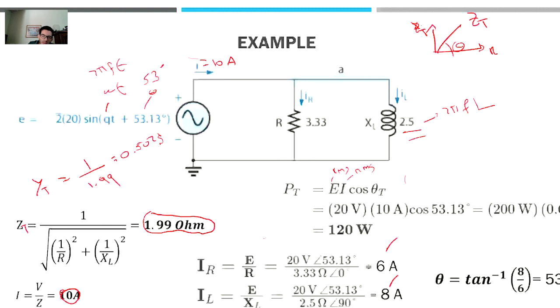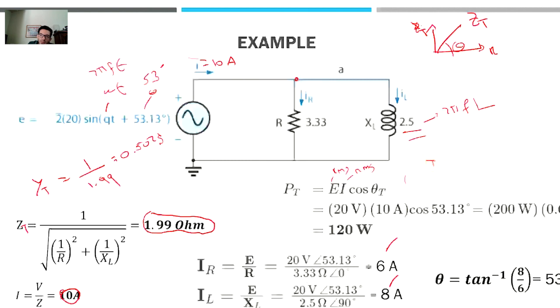Okay, notice that if you do I total as IR plus IL, it is not going to give you 10 amps, right? So it's not like in DC circuits where you have your Kirchhoff law where the summation of IR plus IL will give you the total current. In AC circuits, it's not like that because some part of this current is going to the magnetic domain.